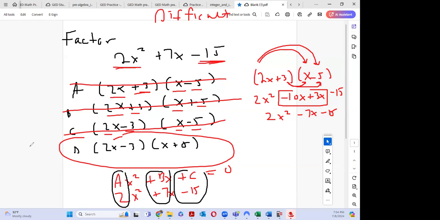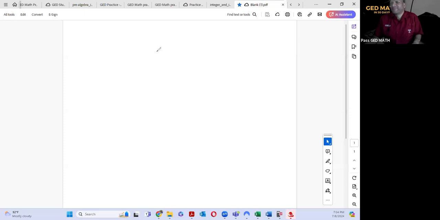Why do we need this? Sometimes they have a number instead of zero on the right side, so you have to subtract, right? You're 100% right. So they have, okay, 2x squared plus 7x equals 15.